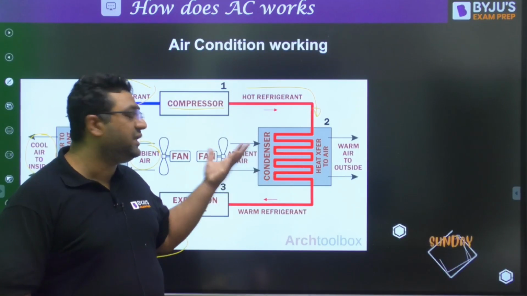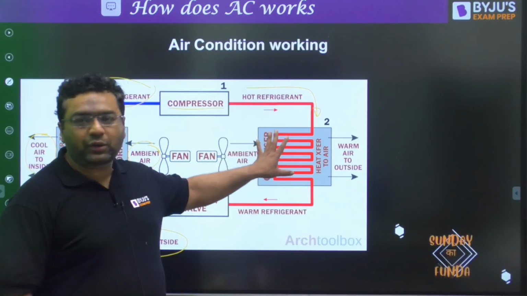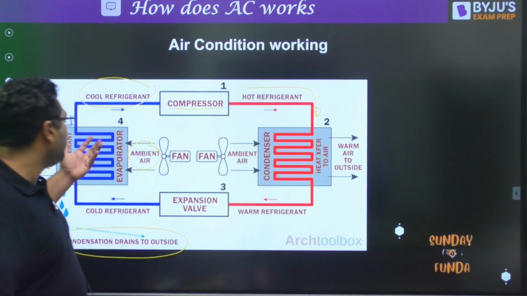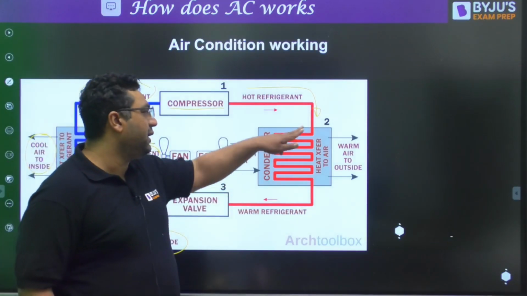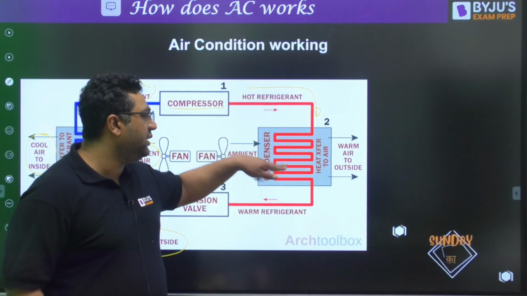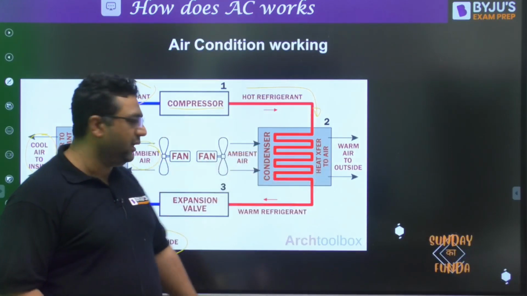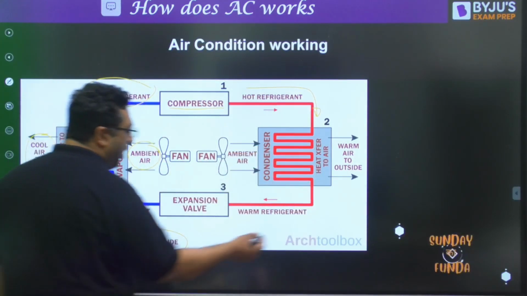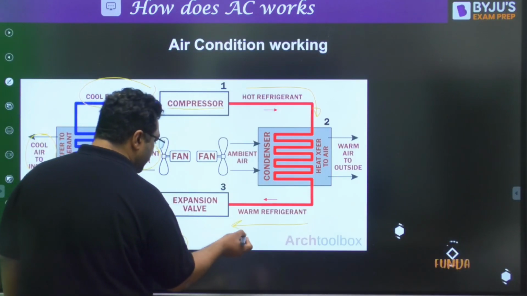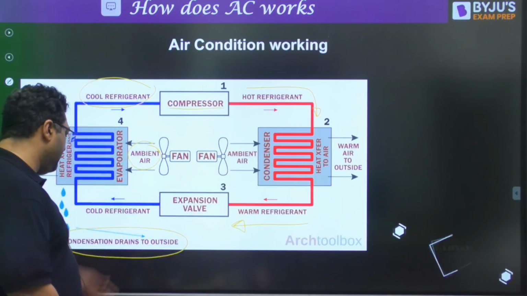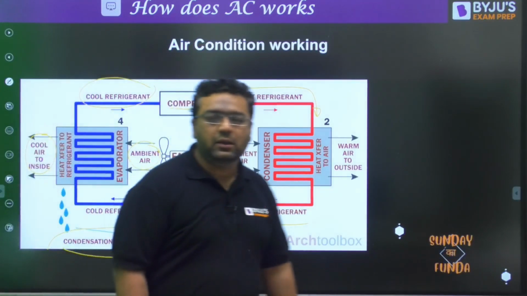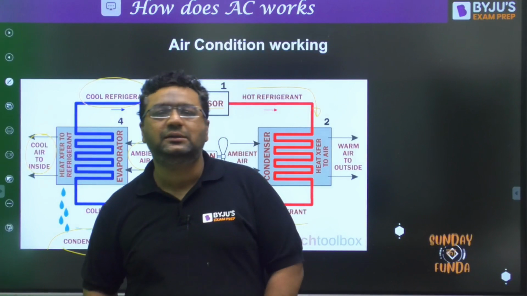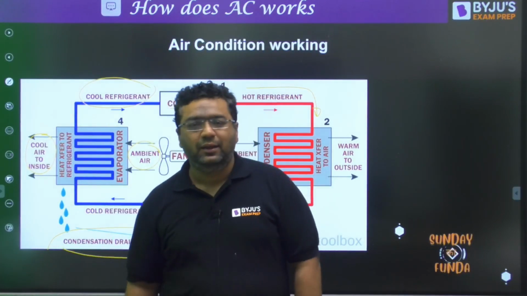To reject the heat, temperature should be more than the atmospheric. Here we are going to accept the heat, so temperature should be less than the atmospheric. So now in the condenser, this hot refrigerant will be rejecting the heat, and after that the warm refrigerant will be going to the expansion valve, and after that this will be sending the cold refrigerant to the evaporator. So this is how the things are going on.